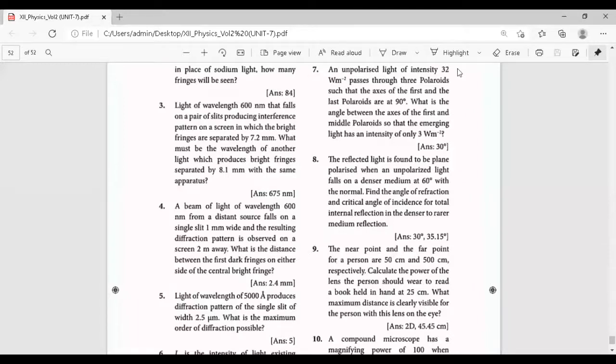Fourth question: a beam of light of wavelength 600 nanometer from a distant source falls on a single slit 1 millimeter wide, and the resulting diffraction pattern is observed on a screen 2 meter away. What is the distance between the first dark fringes on either side of the central bright fringe? So we are going to calculate the distance between the first dark fringes on both sides.